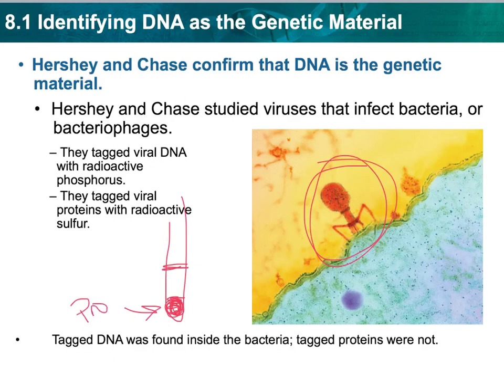Proteins are heavy, so proteins will tend to fall, and DNA is much lighter. So the DNA would tend to stay on top of the vial after they spun it down. And what they found was the tagged DNA was found inside the bacteria every single time. So the fact that the DNA was inside the bacteria and that the protein was not inside the bacteria was conclusive that it was actually DNA that was being injected into the bacteria. So that's where that study came from.